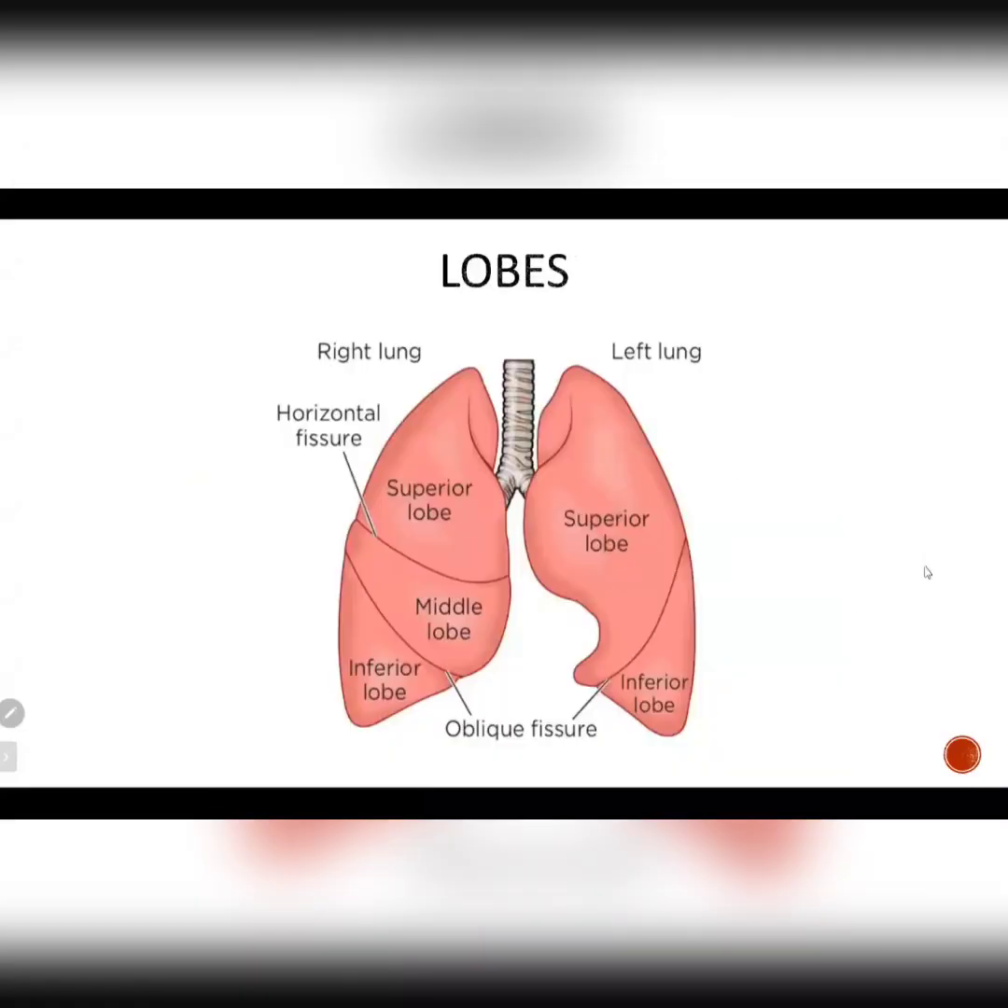I want you all to have this in your mind: the right lung has two fissures and three lobes, whereas the left lung will have one fissure and two lobes. Get this fact straight in your memory.